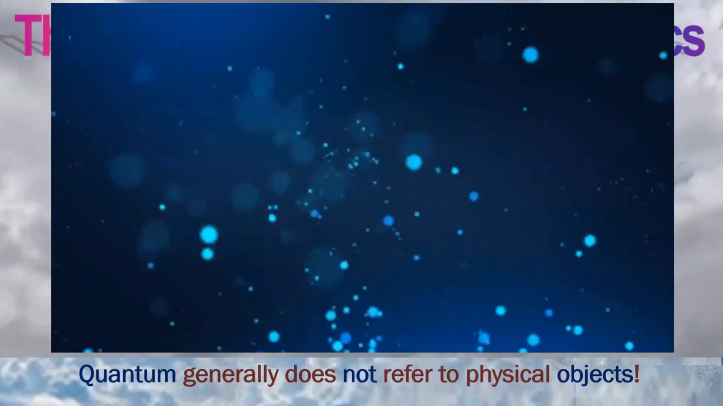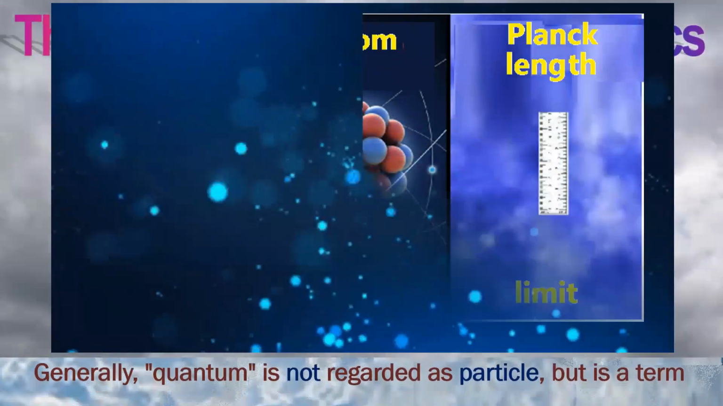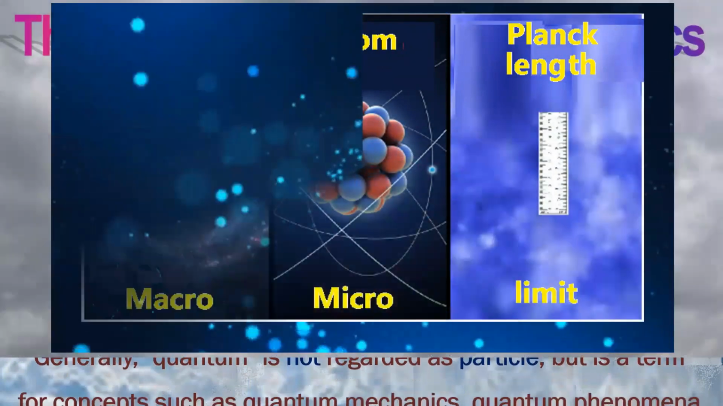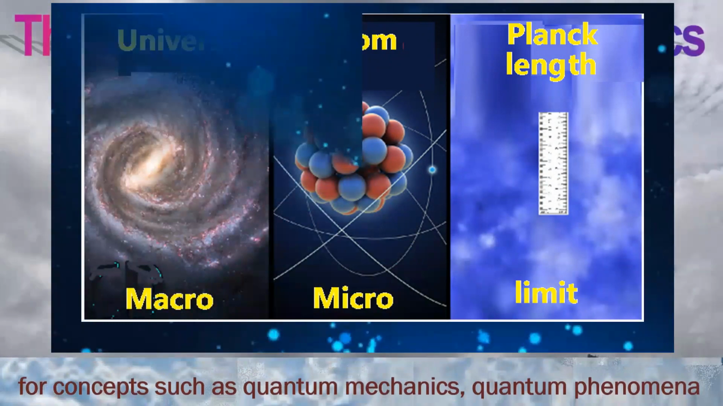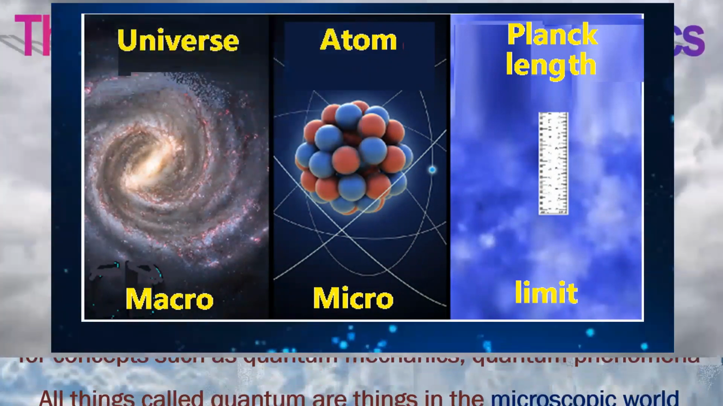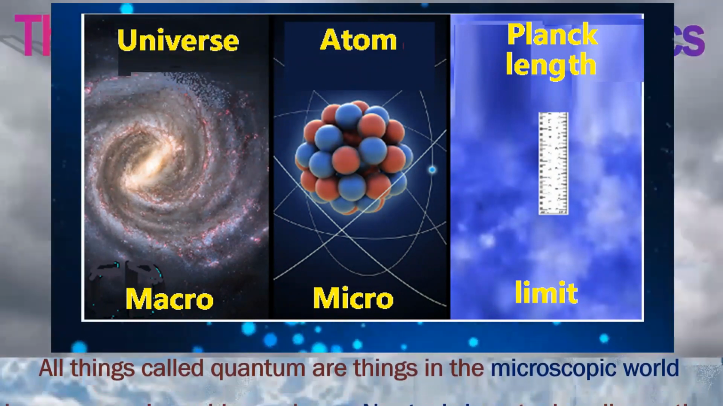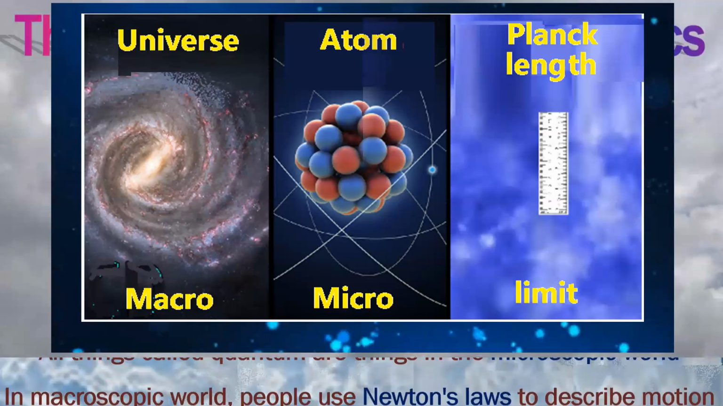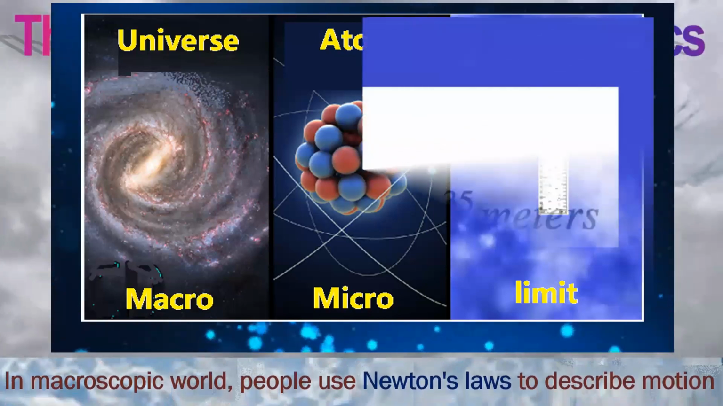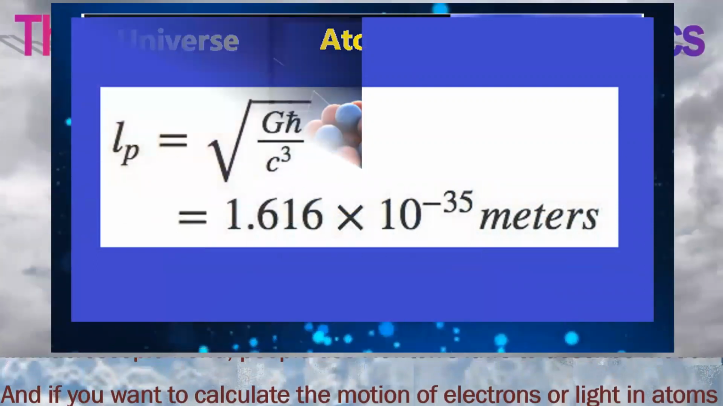Generally, quantum is not regarded as any particle, but is a general term for concepts such as quantum mechanics and quantum phenomena. All things called quantum are things in the microscopic world. In the macroscopic world, people use Newton's laws to describe motion. But if you want to calculate the motion of electrons or light in atoms, you need to use quantum theory.